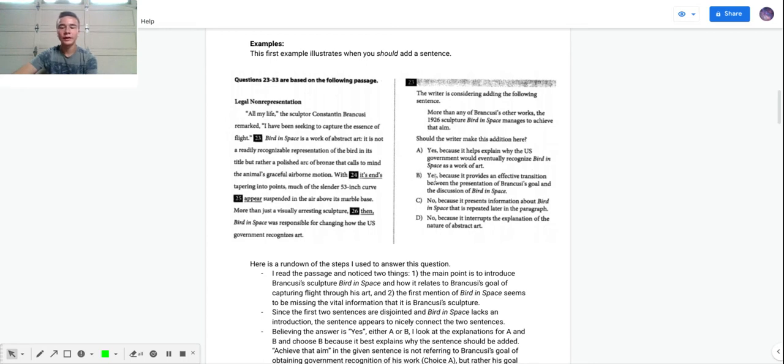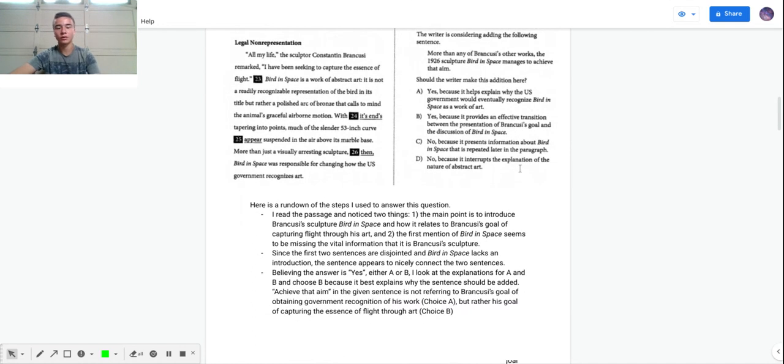So let's look at B. Yes, because it provides an effective transition between the presentation of Brancusi's goal and the discussion of Bird in Space. So as I said, the second sentence talks about Bird in Space, but it awkwardly introduces it. It just throws the name out there, but we don't really know what it is. And this sentence, if you do insert it, is an effective transition. And also, in the first sentence, because he talks about capturing the essence of flight, this sentence right here links Brancusi's goal and the discussion of Bird in Space, which is answer B and is the correct one.